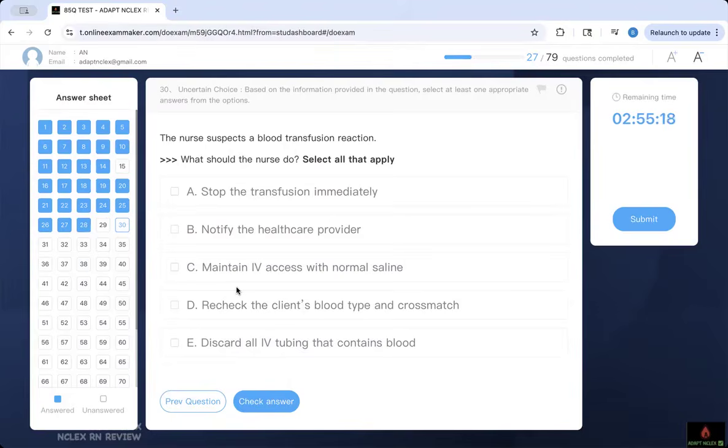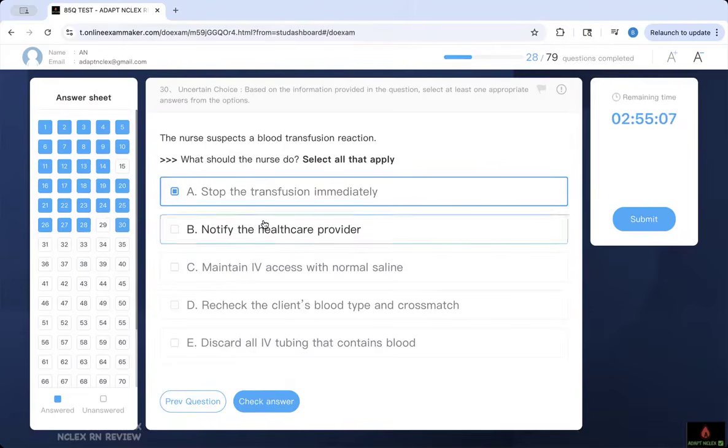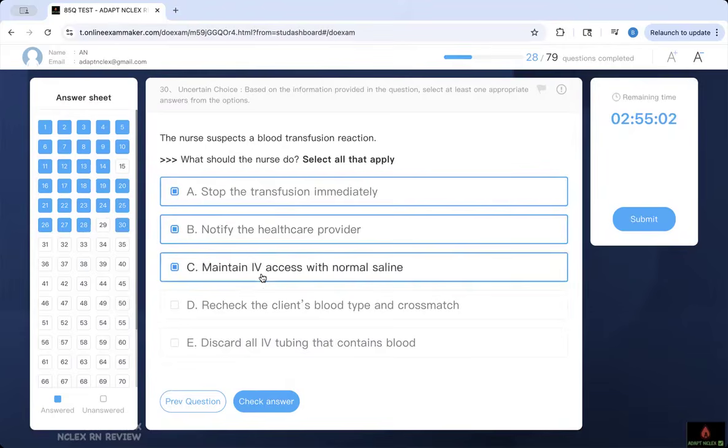Stop the video. I would like to know what you decide to do for number 30 if you know that the patient had a blood transfusion. I can tell you, I'll stop the transfusion immediately. I'll let the doctor know. I have to maintain IV access so that I can give them fluid to flush their kidney. I'm going to check their blood type and make sure I did not do anything wrong. You should not discard all IV tubing that contains blood. They need to do an investigation and figure out what is going on.